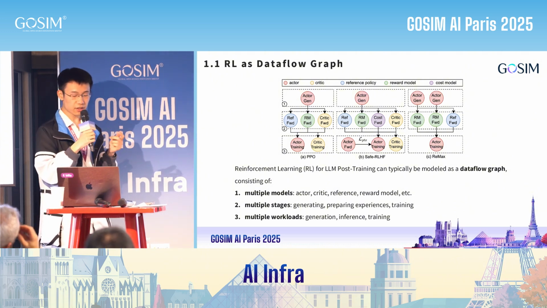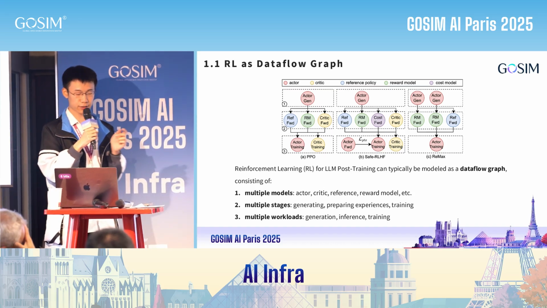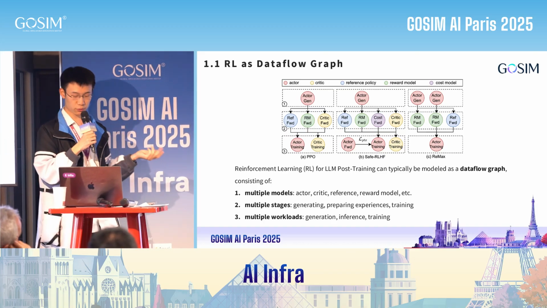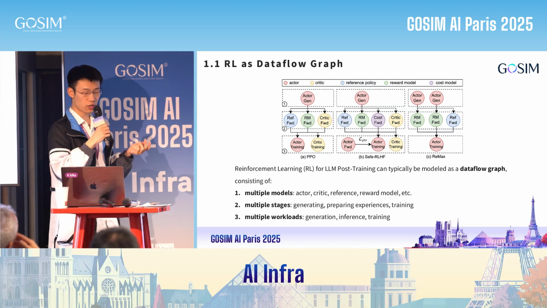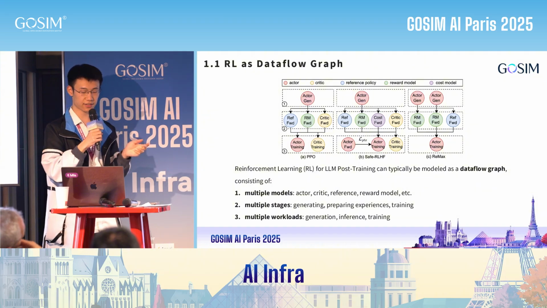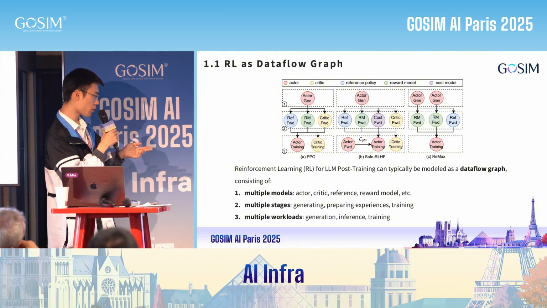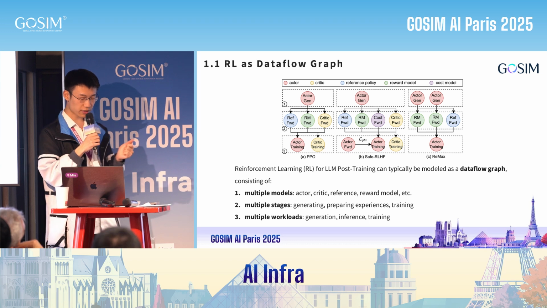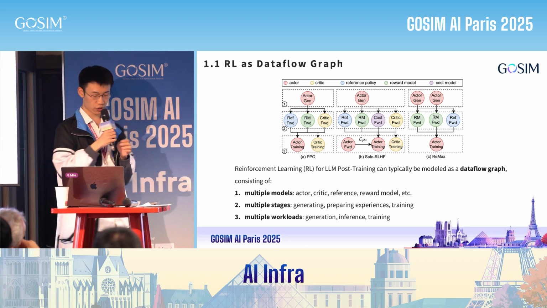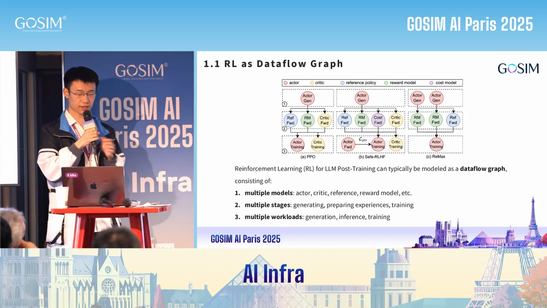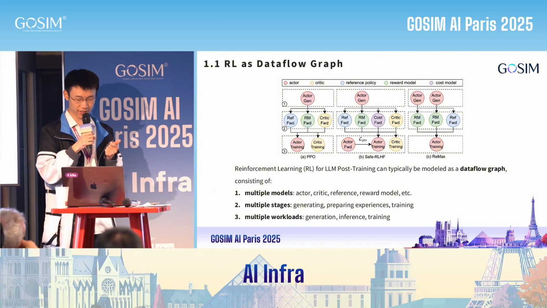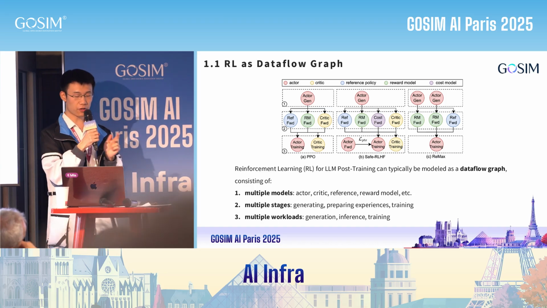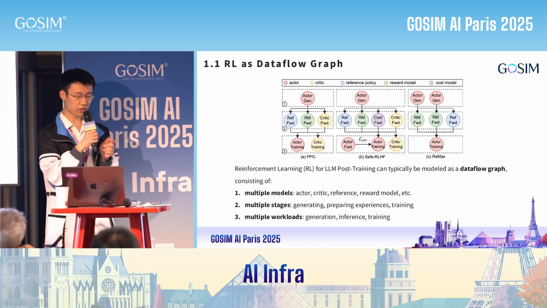In summary, we can find the data flow graph of reinforcement learning has three characteristics. Firstly, there are many models, including actor, critic, reference, and reward models. Secondly, there are many stages, usually including generation, preparing experience, and training. Thirdly, there are many workloads, including autoregressive generation, inference, and training. These characteristics undoubtedly pose great challenges to the training framework, making an out-of-the-box training framework particularly important.